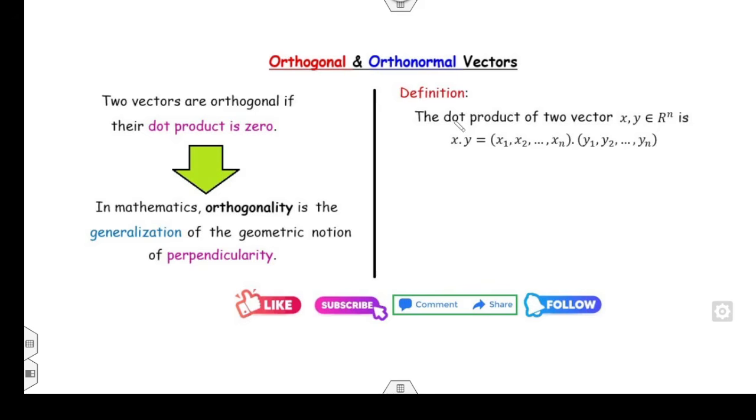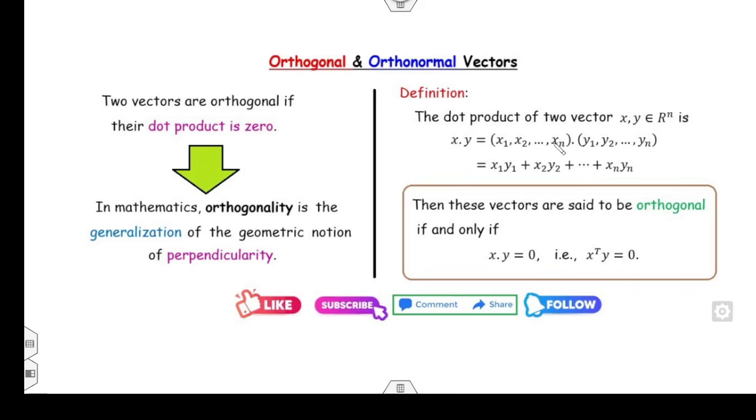The first definition is the dot product. How can you define the dot product of two vectors x and y? The first element is multiplied with the first element, x1 into y1, plus the second element multiplied with the second element, x2 into y2, plus the third element with the third element, up to the last element multiplied with the last element. That is the definition of the dot product of the two vectors x and y.